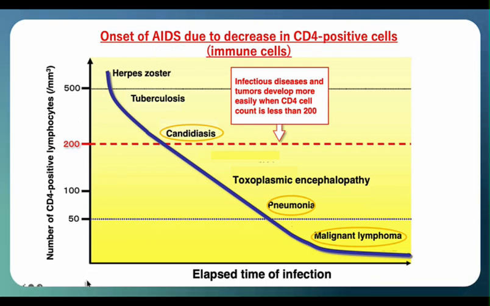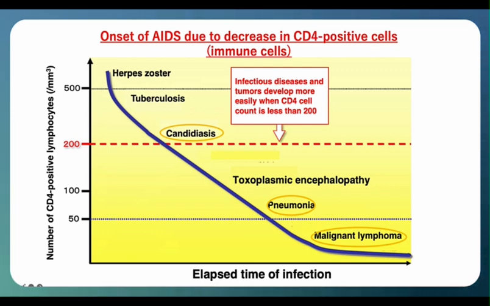In this figure, the diseases that occur as a result of a decrease in CD4 positive cells are summarized. When the number of CD4 positive cells drops to about 500 cells per milliliter, shingles and other symptoms appear, and the patient is more susceptible to tuberculosis and other infections. When the number drops to around 200, the patient becomes susceptible to candidiasis, an opportunistic infection. If the level falls below 50, the patient is more susceptible to pneumonia. If the level falls well below 50, malignant lymphoma may develop.